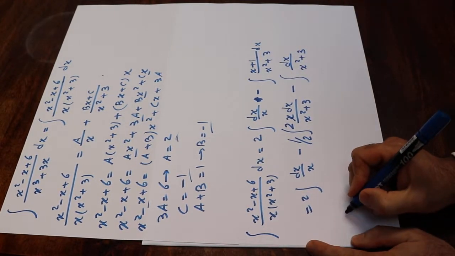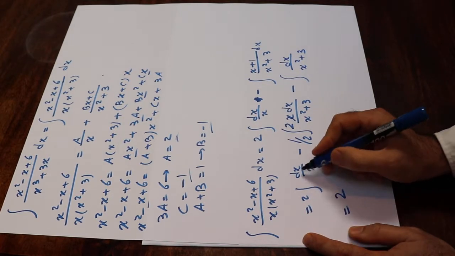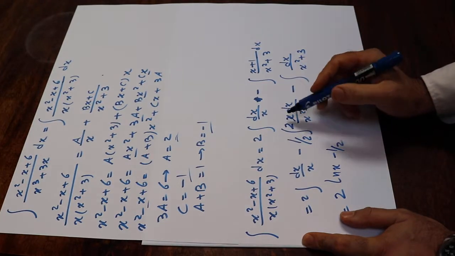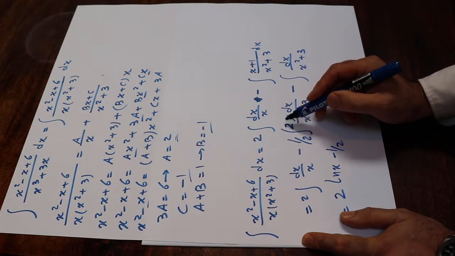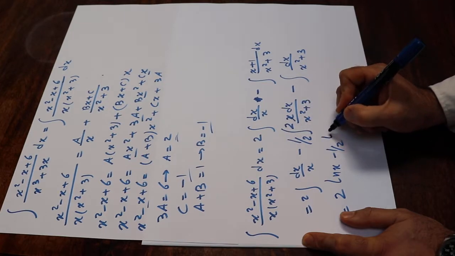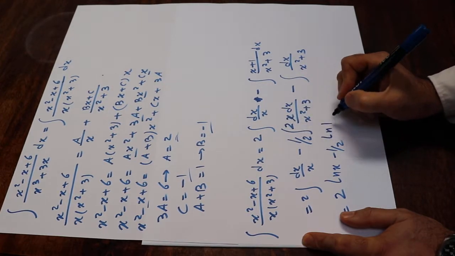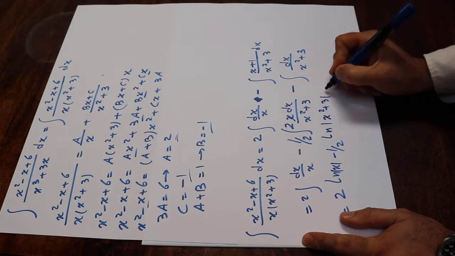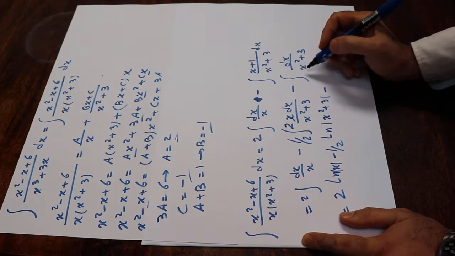Okay, so this one will be equal to 2 times the integral of dx over x, which is ln x, minus 1 divided by 2. You see here, the numerator is the derivative of the denominator. Therefore, the integral of that will be equal to ln(x² + 3), minus here as well.